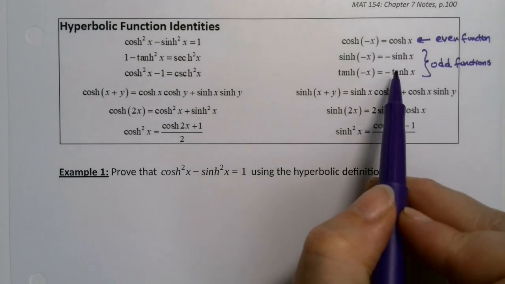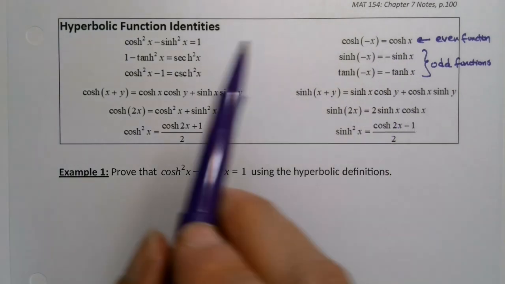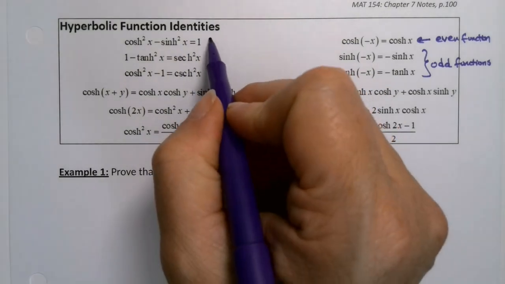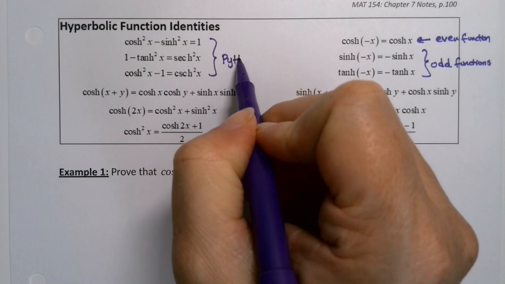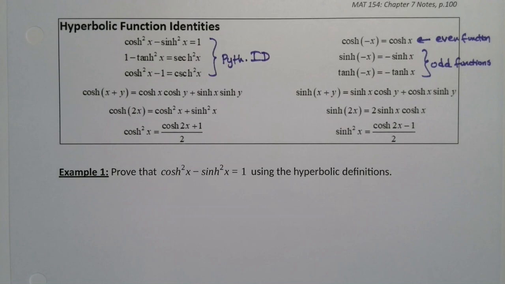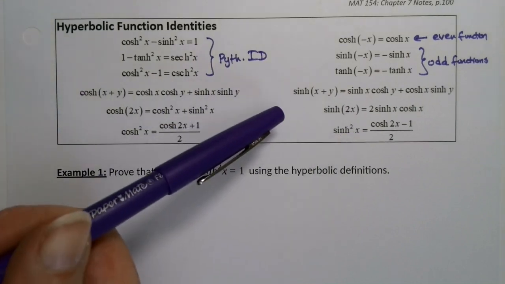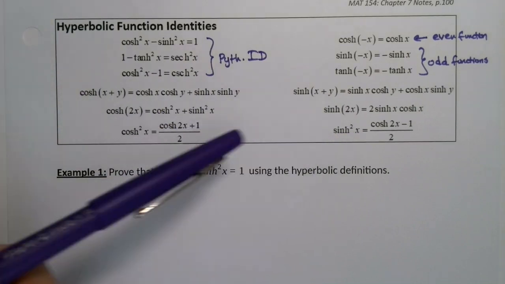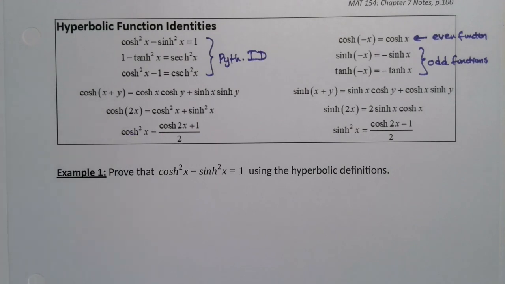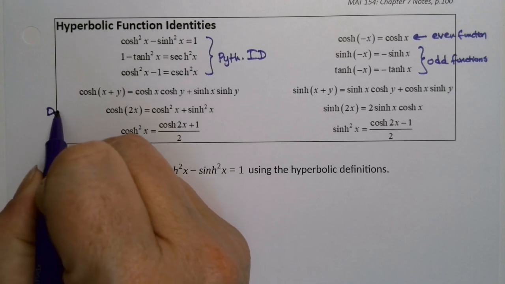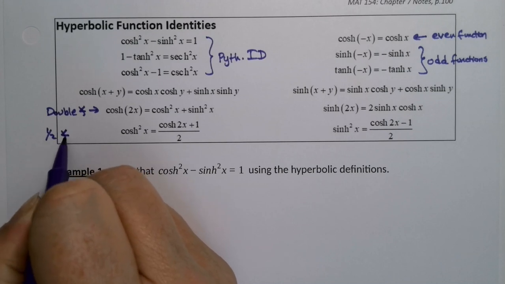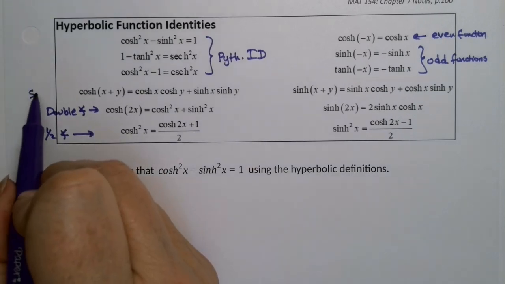These are kind of the modifications of the Pythagorean identities. So these are the Pythagorean identities for hyperbolic functions. Then you have a couple sum identities, a double angle identity, and essentially a half angle identity, right here. Right, that's what all those rows are.